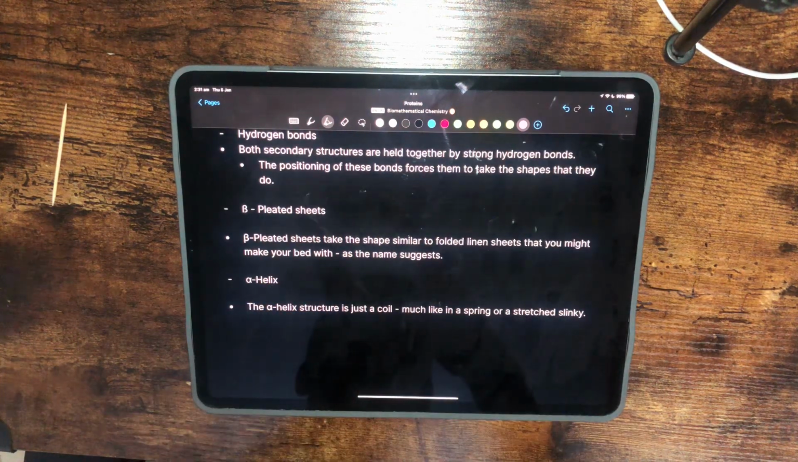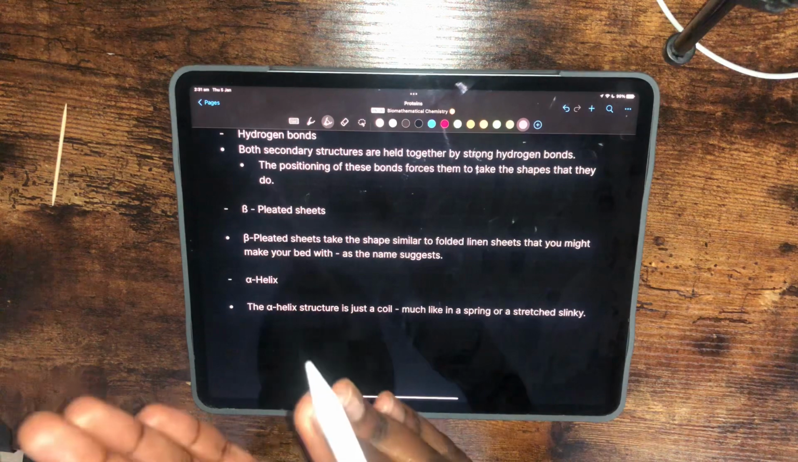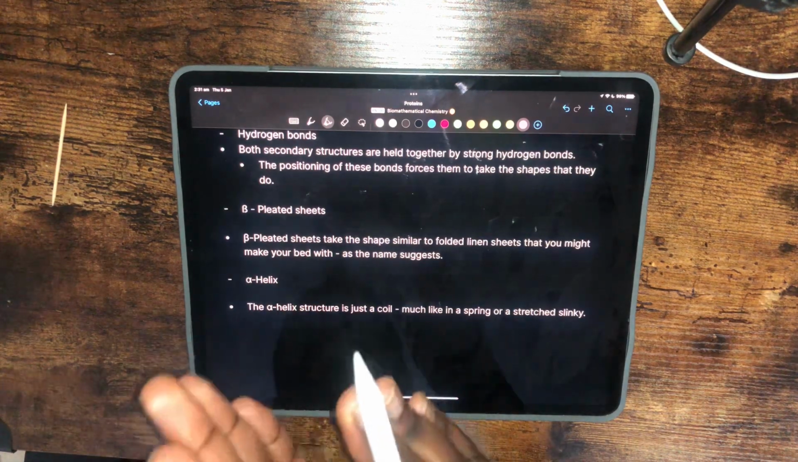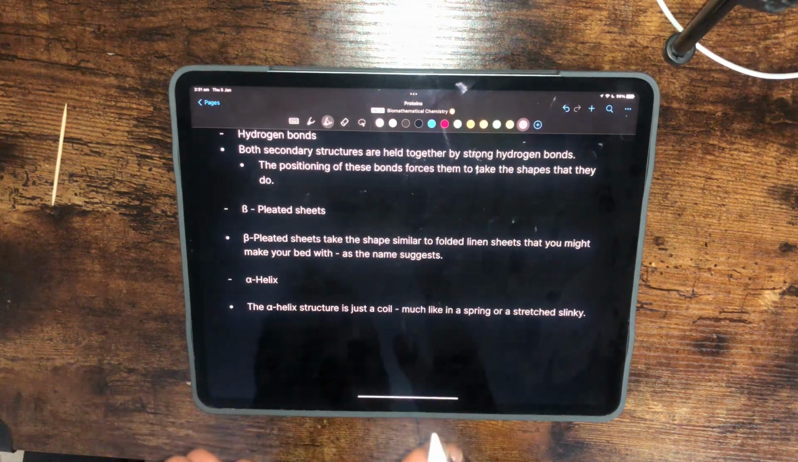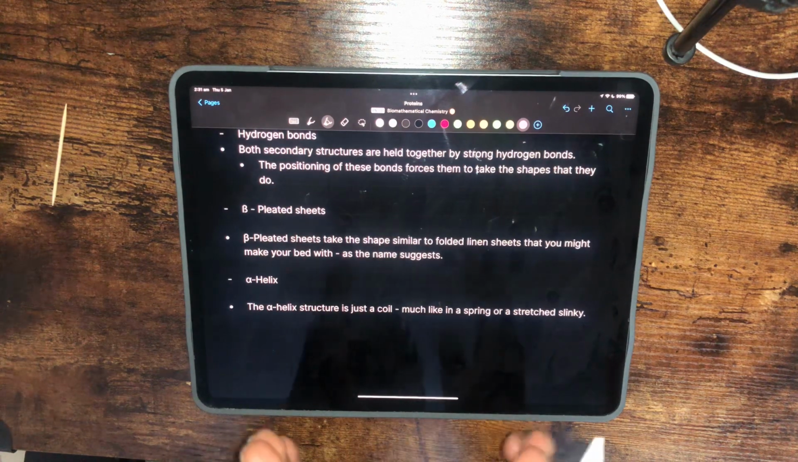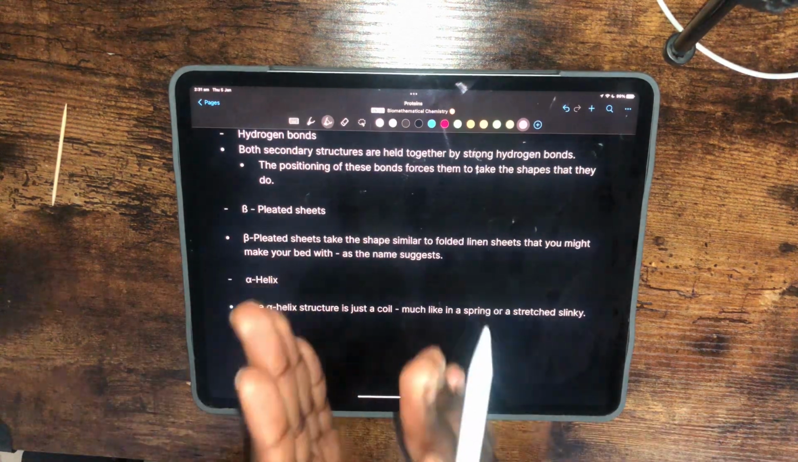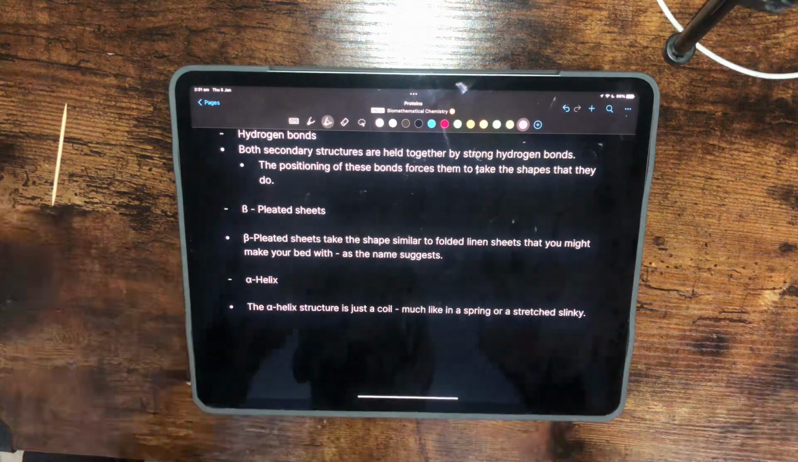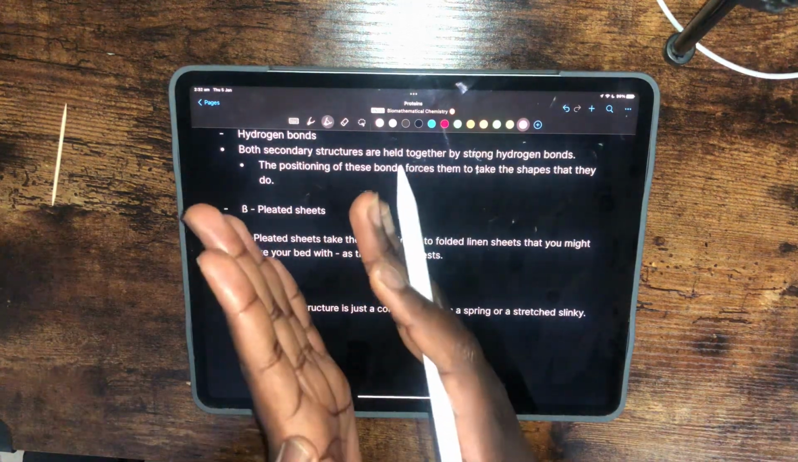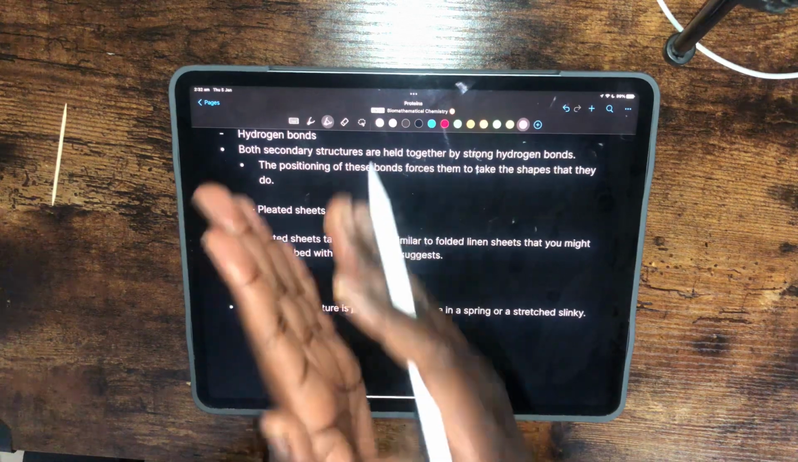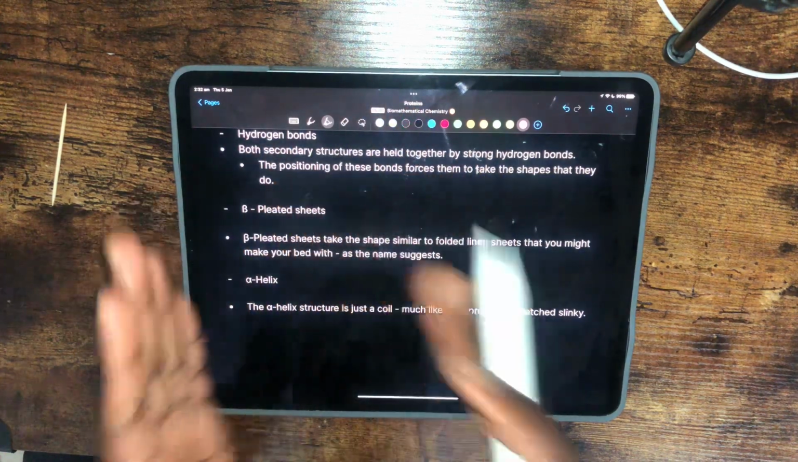Sorry, they will be parallel to one another, not perpendicular. Perpendicular is a right angle, so don't say perpendicular. That's wrong. They will be parallel to one another when they form the hydrogen bonds. The two strands will be parallel to one another all the time. So that's what you have to think about.